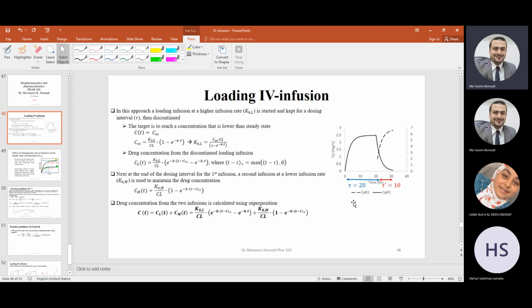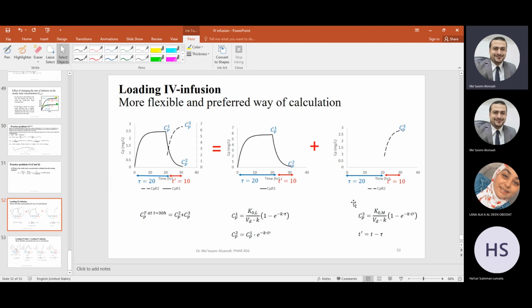One way that you are familiar with is to separate them, right? So this is the same scenario. You separate them into a loading IV infusion and a maintaining IV infusion. You solve each one of these alone and then you add, what I call CP2 with CP3. Here the question is solved in two steps. First you get the CP1 and then you calculate the CP2 from it, because this is a discontinued IV infusion, right? What about the second part? It's a continuous IV infusion, so you use the equation for continuous IV infusion.